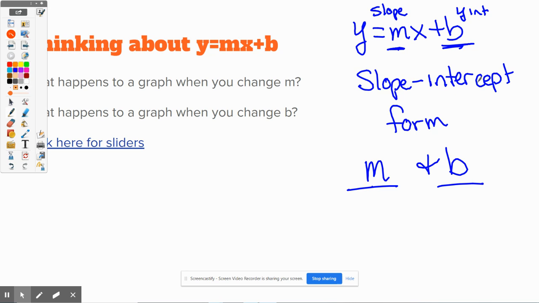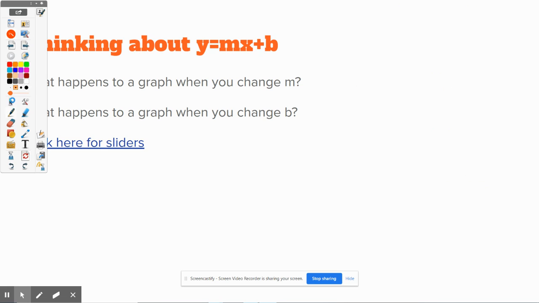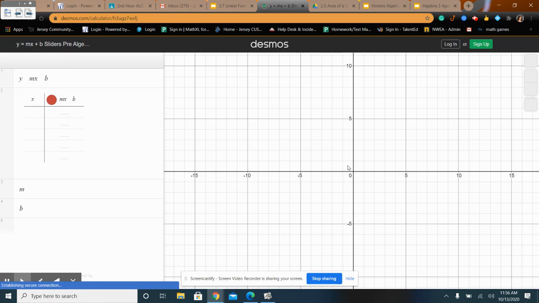If I give you a number like 10 for b, do you have a picture in your mind of what that looks like? If I say m is -3, do you have a vision in your head? Because you kind of should, especially by the time you're in Algebra 2. So here's a nice little slider for you to look at, so you can experiment with these different values.